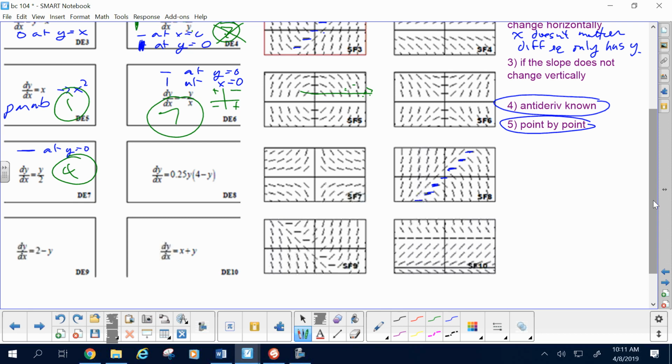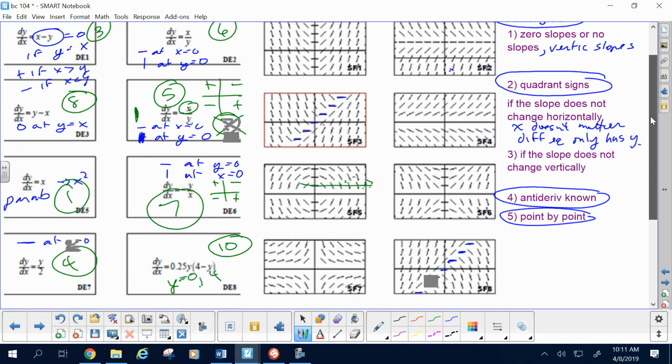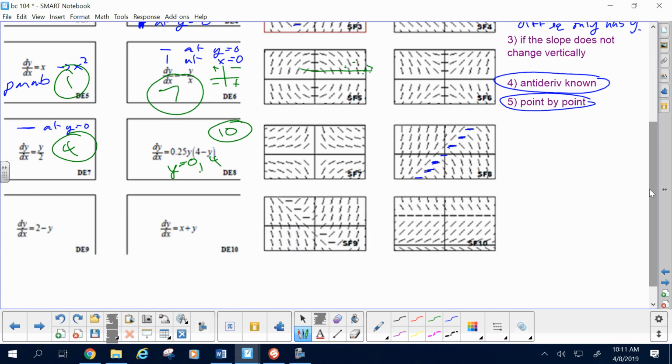This guy had 0 slopes when y is 0 and 4. That has 0 slopes at 0 and 4, so this is 10. That's logistic. And last but not least, the last row, when y is 2, it goes flat, so that's slope field 2. And x plus y is 0 along y equals negative x. Where do you see 0 slopes around y equals negative x? Right there. That's done. Yeah? We agree.